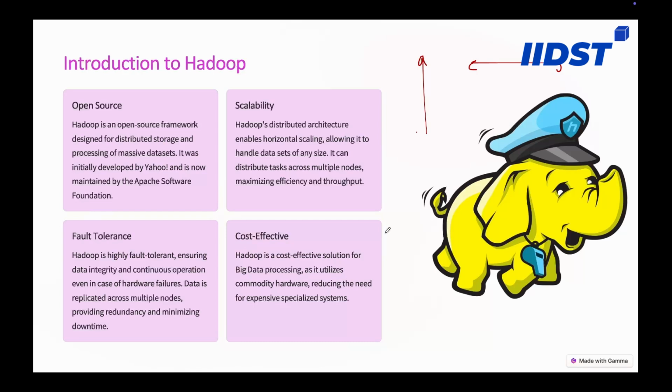We can use everyday hardware to utilize Hadoop. So it reduces the need for expensive specialized systems, which ideally is what everybody would think while handling big data: we would need very expensive systems. No, Hadoop reduces the need for that. It uses commodity hardware. So we learned that Hadoop is open source, scalable, fault tolerant, and cost effective. All of these make Hadoop a very good and go-to tool for big data utilization purposes.